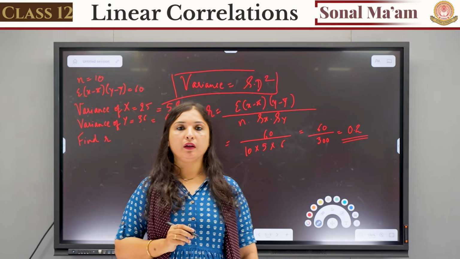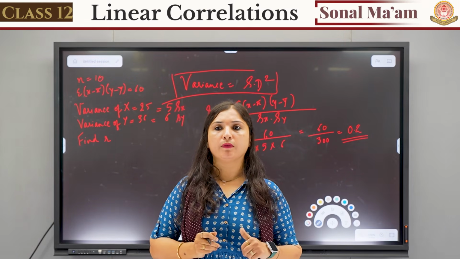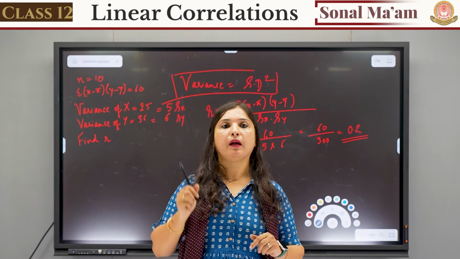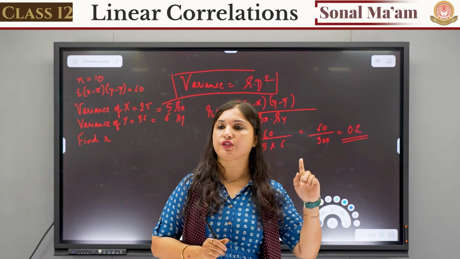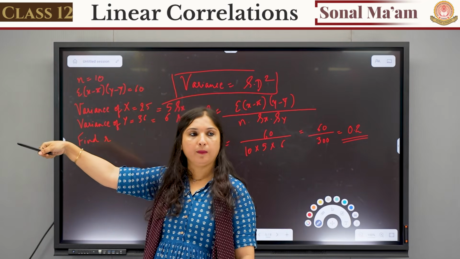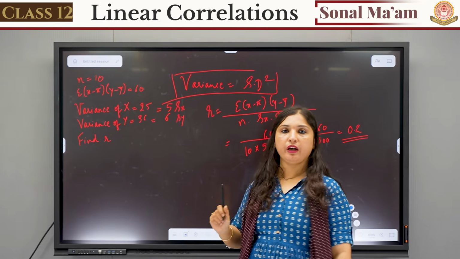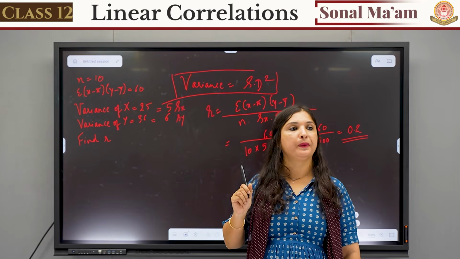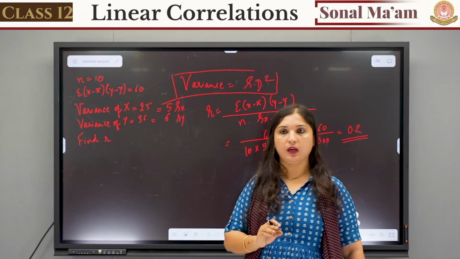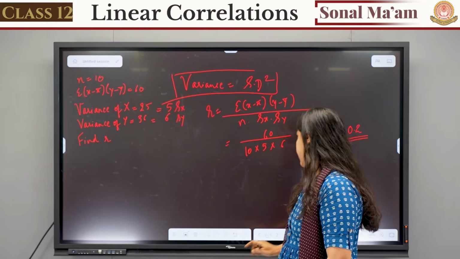Okay, is everyone clear? Only the one different thing given over here was variance. Whenever variance is given, you have to remember variance is standard deviation square. If variance is given to find standard deviation, we have to take root of it, right? So root of 25 will be 5, root of 36 will be 6. So we got Sx, we got Sy, and we applied the formula. Is it clear to everyone? Yes, fine.